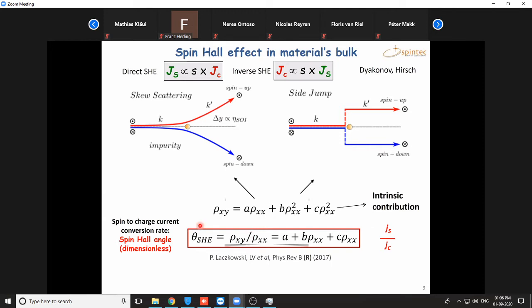Basically, the transverse resistivity will be expressed as a combination of a linear and two quadratic terms linked to the longitudinal resistivity. And for the spin Hall angle, you will divide by the longitudinal resistivity, and you will end up with this expression. And you see that to, for example, increase the spin Hall effect, you can play with the longitudinal resistivity to some extent. So this spin Hall angle is the ratio between the spin and charge current. And in direct and inverse cases, this is the same parameter, the same spin Hall angle, that links the conversion efficiency.